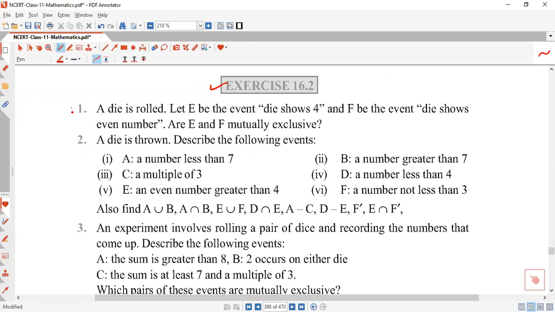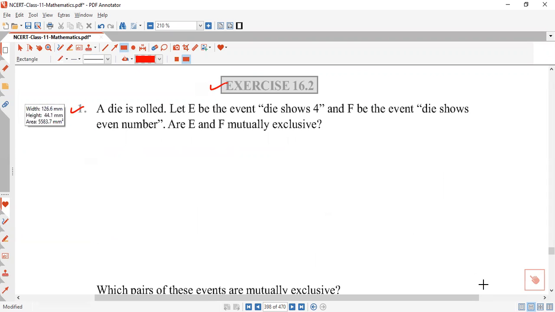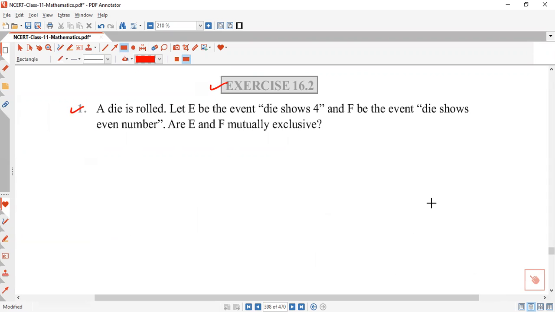The question number 1, what says? A die is rolled. Let E be the event, die shows 4, and F be the event, die shows even number. Are E and F mutually exclusive? They are asking whether these two events E and F are mutually exclusive. So first of all, let's see what is the meaning of two events being mutually exclusive.